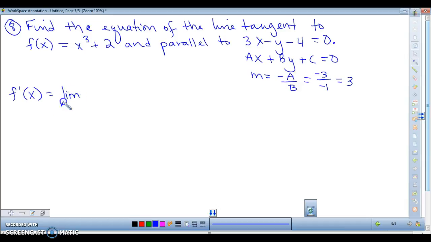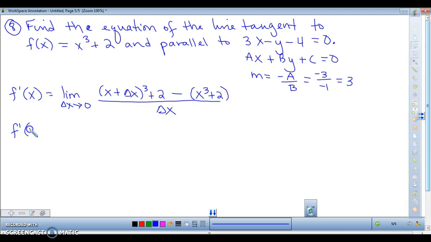So I'm going to do the limit as delta x approaches 0 of f of x plus delta x, and then minus f of x itself, and all of that's going to be over delta x. So we're going to simplify that. Okay, and remember from previous lessons, know how to expand a binomial cubed really, really quick in my class.